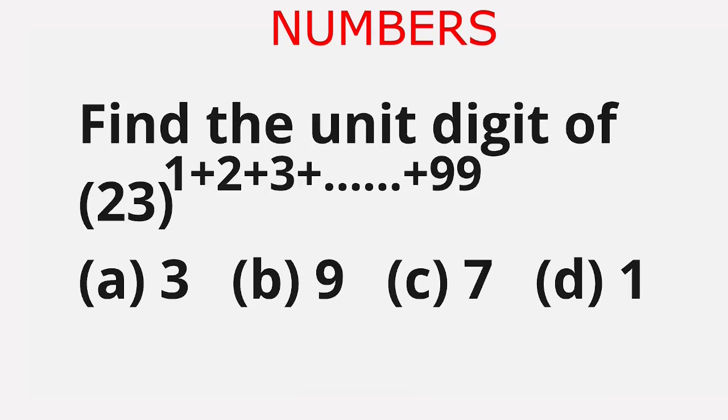Our question is, find the unit digit of 23 raised to the power 1 plus 2 plus 3 plus, and it goes up to plus 99. The given options are option A 3, option B 9, option C 7, option D 1.